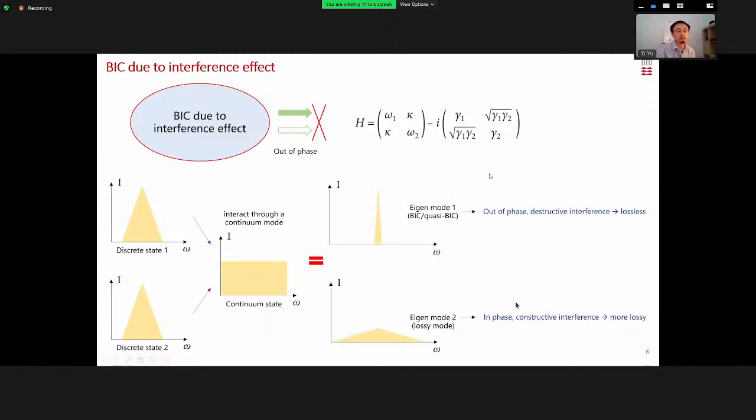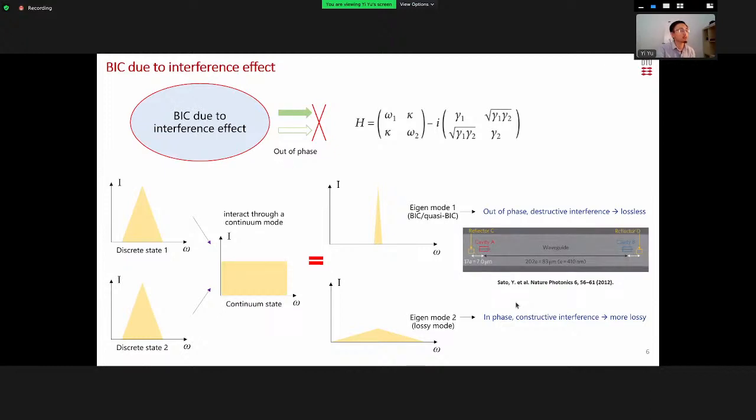One has an infinite or very large Q factor, which corresponds to the so-called BIC or quasi-BIC state. The other state becomes more lossy than the original optical states. The physics is that the BIC state is due to the destructive interference I just talked about, and the lossy state is due to constructive interference between the two original states. I should emphasize that we're mostly concentrating on the second case of BIC here, that is, the one due to the interference effect.